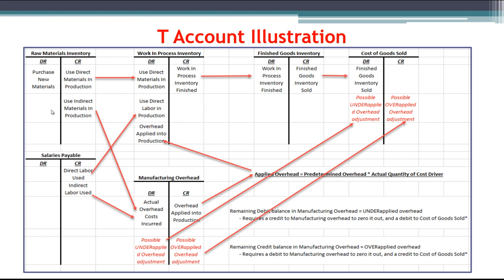So when we first buy new materials, we're not using them yet, we're just buying them. We have to debit our raw materials asset to increase it. So we have materials now.